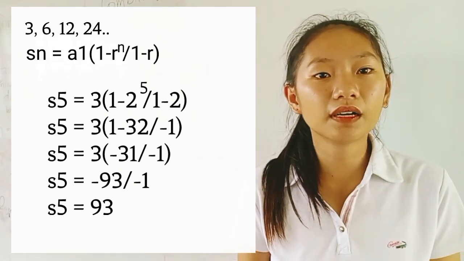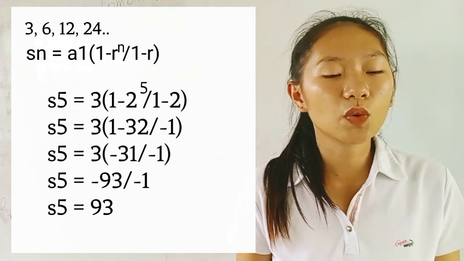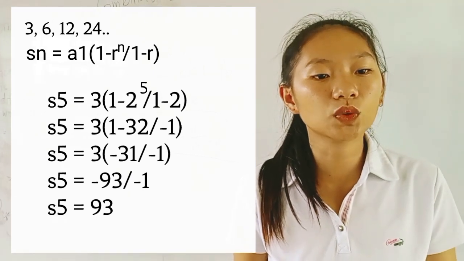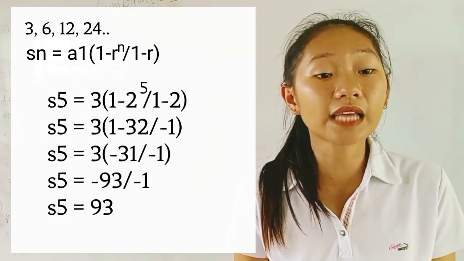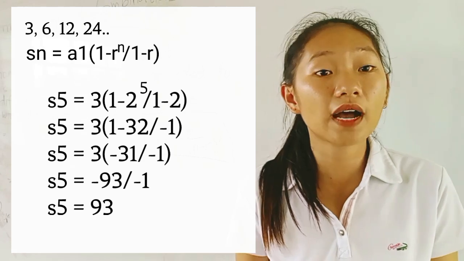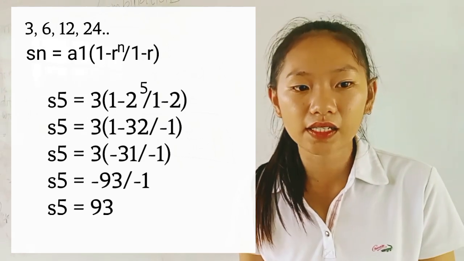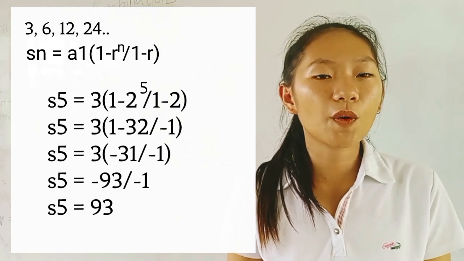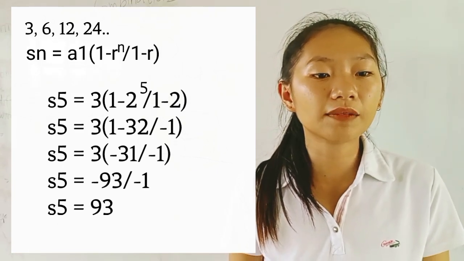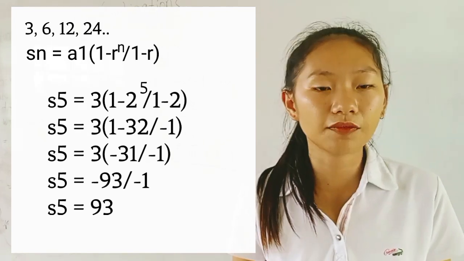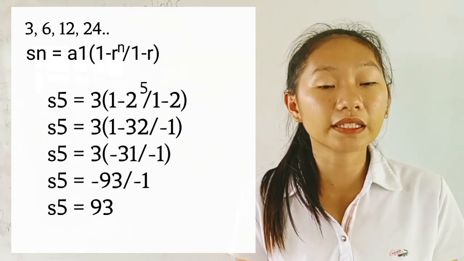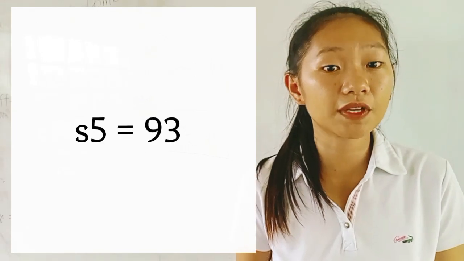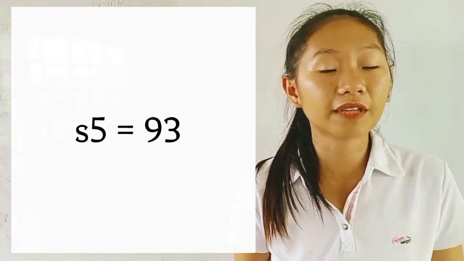So let's calculate that one. S5 is equal to 3 times negative 31, so we have negative 93 over negative 1. To calculate negative over negative, we have positive 93. So the sum of the first 5 terms of the geometric sequence would be 93.